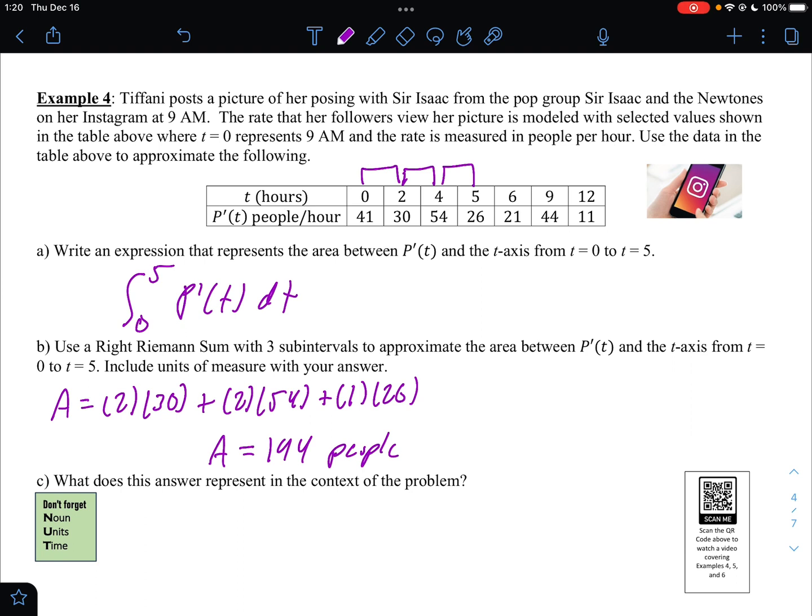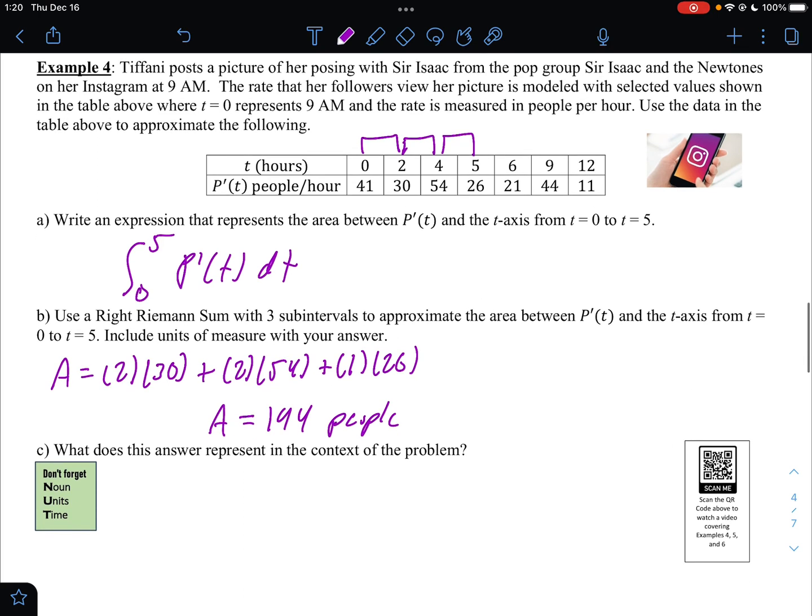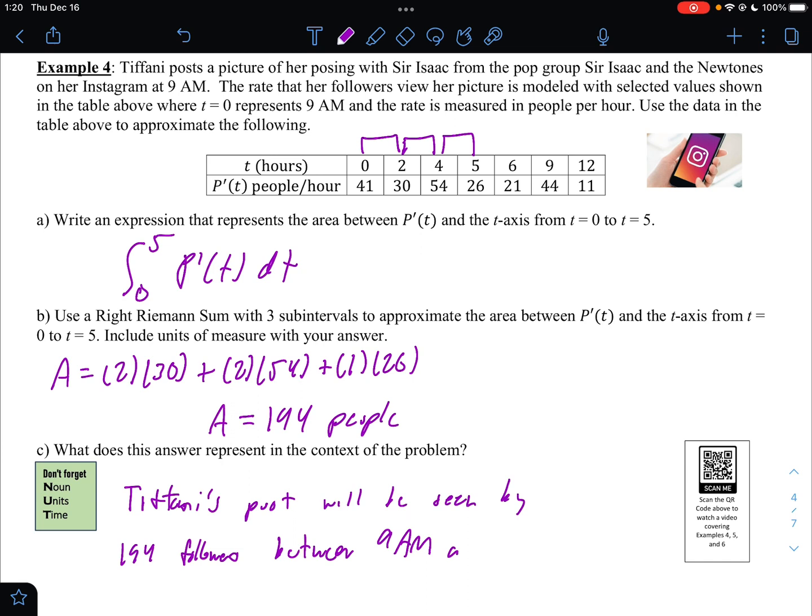All right, so question C: what does this answer represent in the context of the problem? I kind of just said that out loud, but I'll say it again. Tiffany's post will be seen by 194 followers between 9 a.m. and 2 p.m. That's 5 hours after 9 a.m.